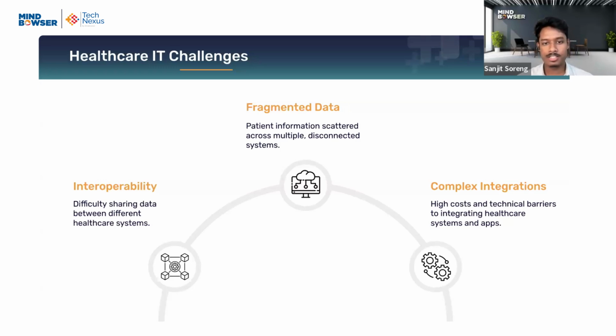Despite advances in digital health, it is still incredibly hard to share patient data between systems in a secure and standardized way. The second challenge is data fragmentation. Even within a single system, information about a patient is often scattered across different modules. Medications in one place, lab results in another, and notes in yet another. This makes it very hard for clinicians to get a complete picture quickly.